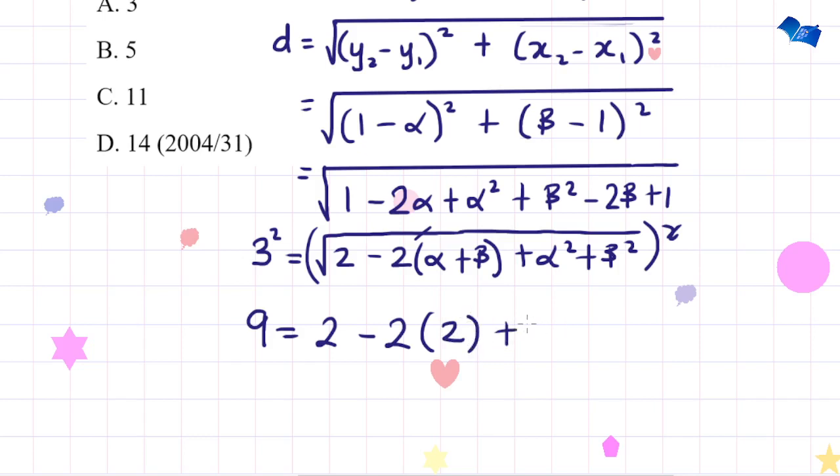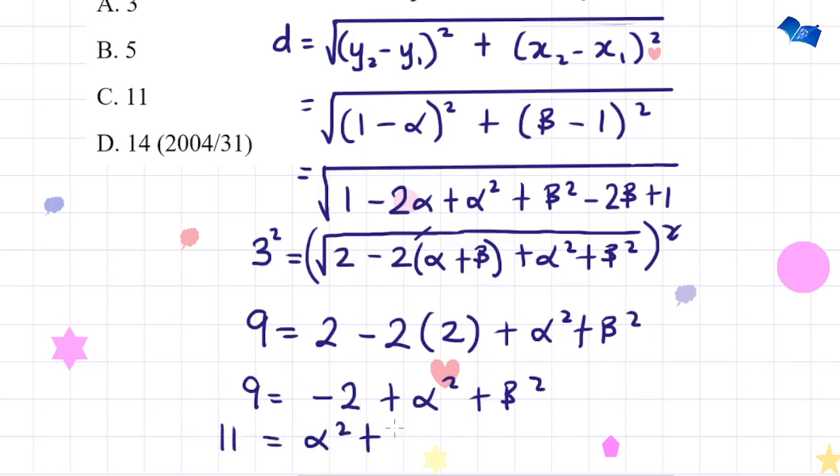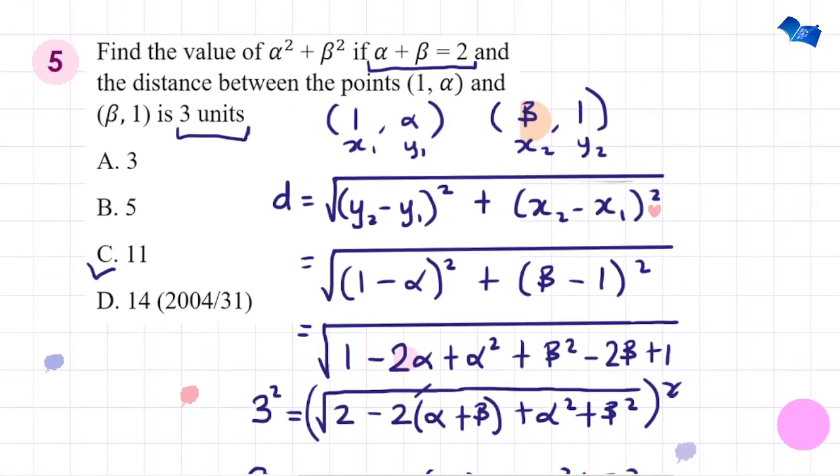Then we are looking for alpha squared plus beta squared. So 9 is equal to 2 minus 4. 2 minus 4 is minus 2, right? So 9 is equal to minus 2 plus alpha squared beta squared. So I'll take minus 2 to the left-hand side of the equation, and as it crosses the equal sign, it becomes plus 2. 9 plus 2 is 11. So it means alpha squared plus beta squared is equal to 11. Option C. I hope you got this one.